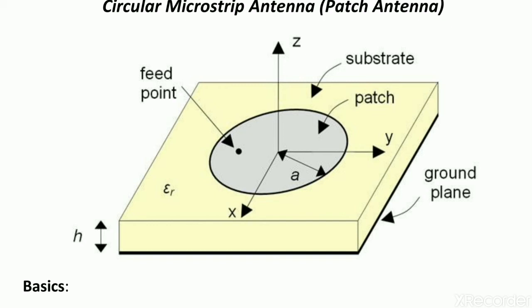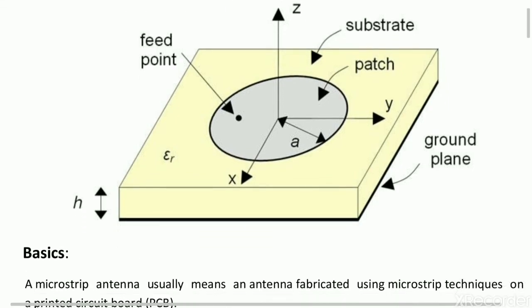The main advantage of this type of feeding scheme is that the feed can be placed at any desired location inside the patch. It is used to decide which position is suitable to match with the input impedance. So this black dot will decide the input impedance of this patch. This method is easy to fabricate and also has low spurious radiation. We will see the advantages of this method.